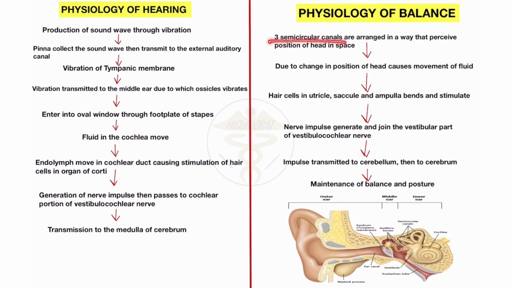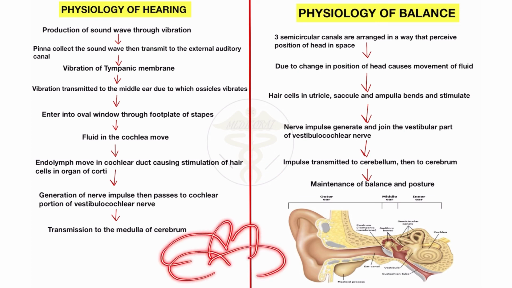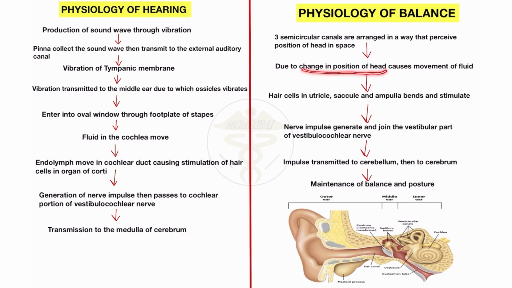The three semicircular canals are arranged in a way that they perceive the position of the head in space. They help perceive the changing position of the head, for example when bending the head. Due to the change in the position of the head, the fluid moves.